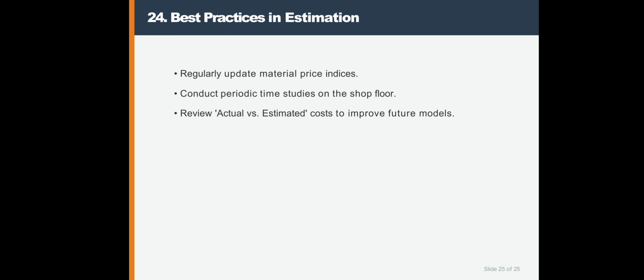Best practices in estimation include regularly updating material price indices, conducting periodic time studies on the shop floor, and reviewing actual and estimated cost to improve future models. These are the best practices in estimation. The updating of material price indices can be understood by means of customer satisfaction and customer need. Customer need is very important for manufacturing a product with respect to the cost estimation activities involved in the different stages.